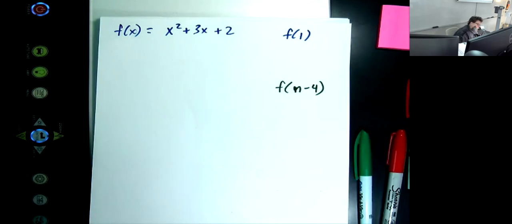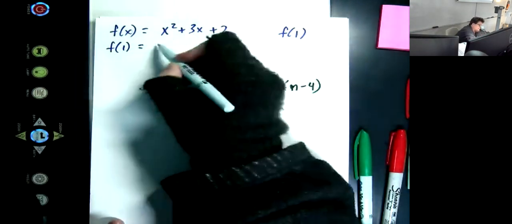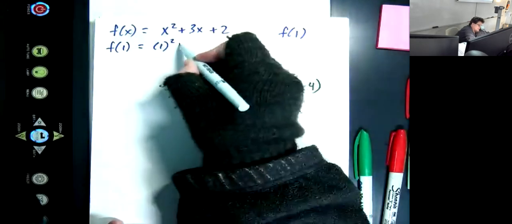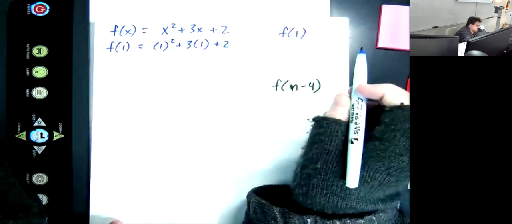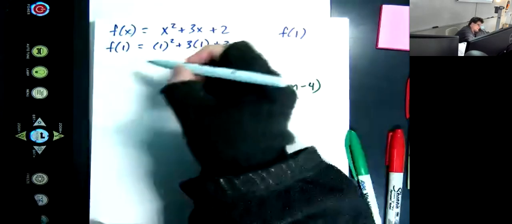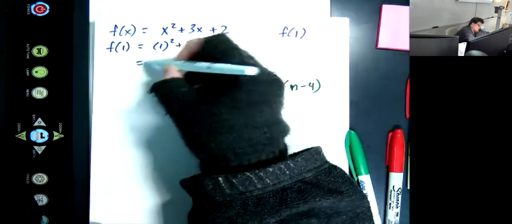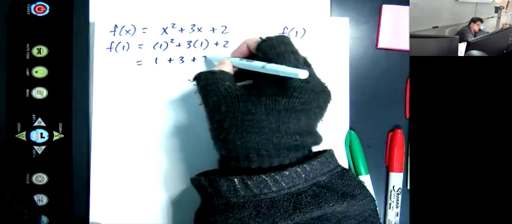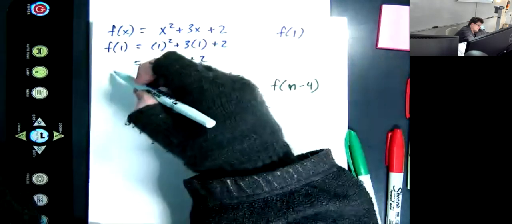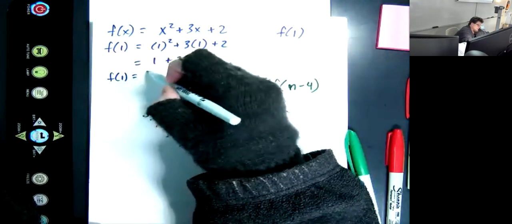All right, so what we're doing, everywhere we see x, we're replacing with a 1. I'm going to use parentheses because it's a good way to go. I've got 1 squared, which is 1, plus 3 times 1, which is 3, plus 2. So f of 1, add those up, equals 6.